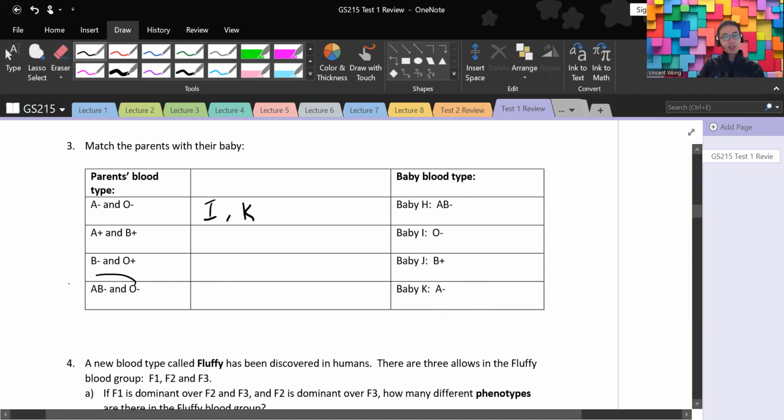Now this is a good one to work with because we have an AB parent, so O is not the baby. We have an O parent, which means AB is not the baby, right? And they're both negative, which means positive is not possible. So baby K is going to be theirs.